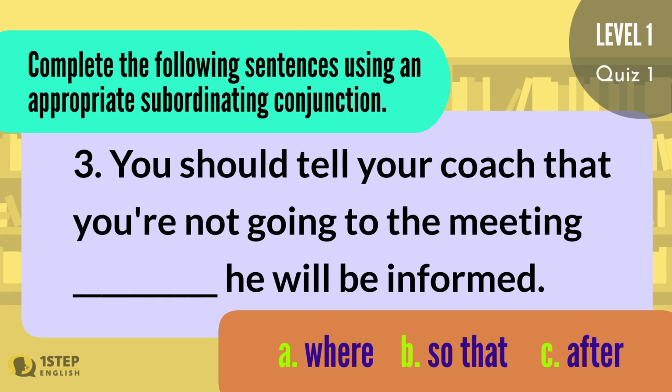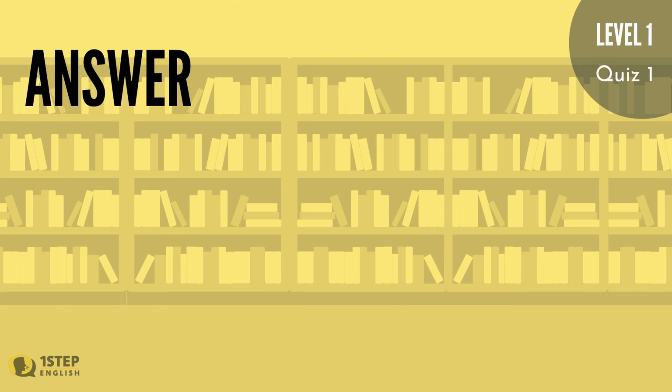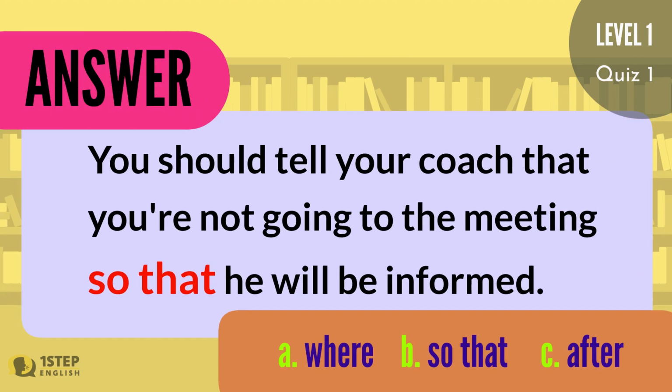Number 3. You should tell your coach that you're not going to the meeting, he will be informed. Letter A. Where. Letter B. So that. Letter C. After. The answer is letter B. So that. You should tell your coach that you're not going to the meeting so that he will be informed.